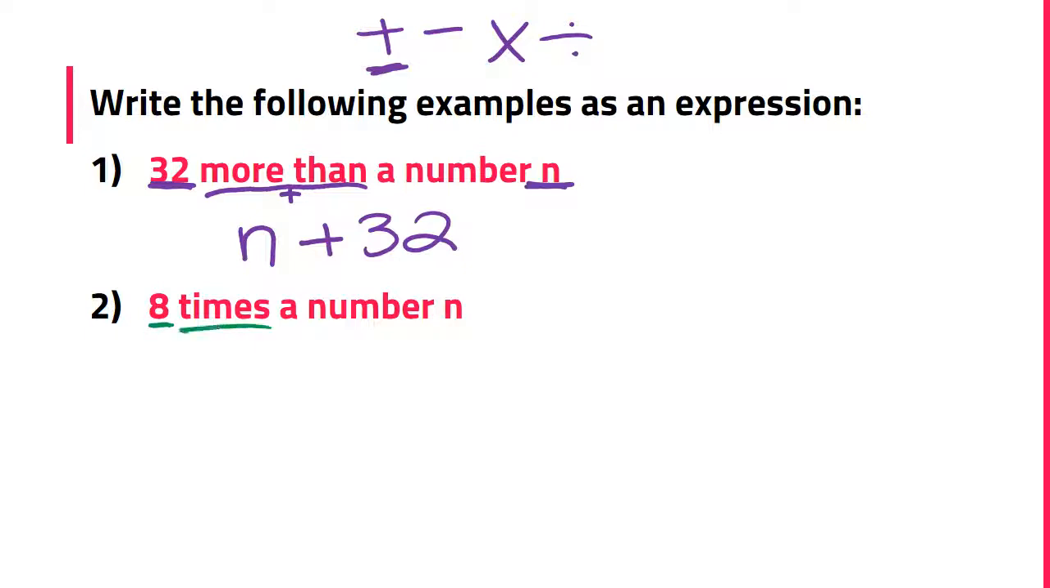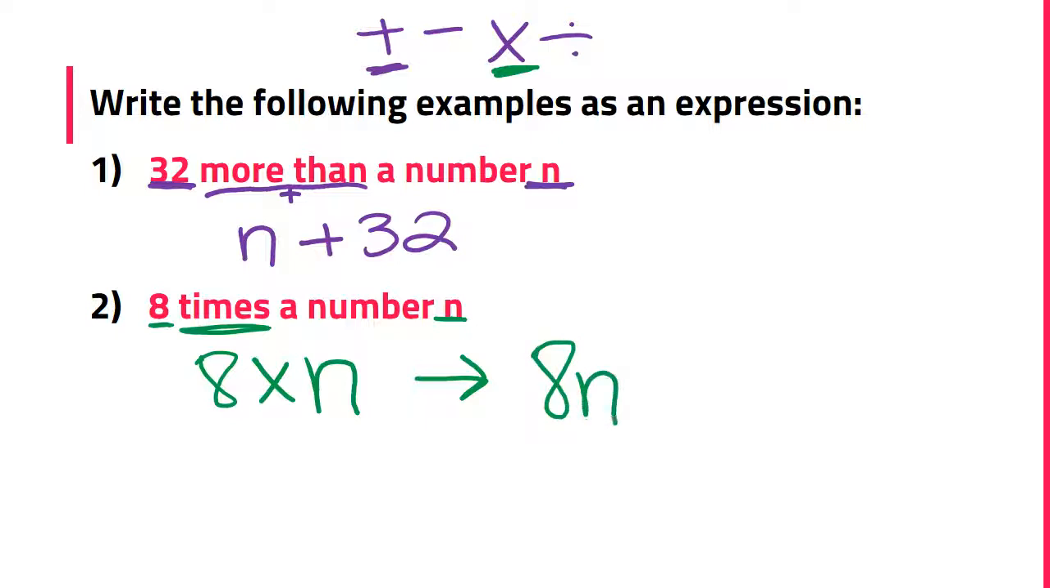8 times. What operation does times mean? It means multiplication. So 8 times a number n. A quick review, sometimes that's hard to read. People might read that as 8xn, right? Sometimes that multiplication symbol needs to be written another way. So a better way to write that would be 8n.